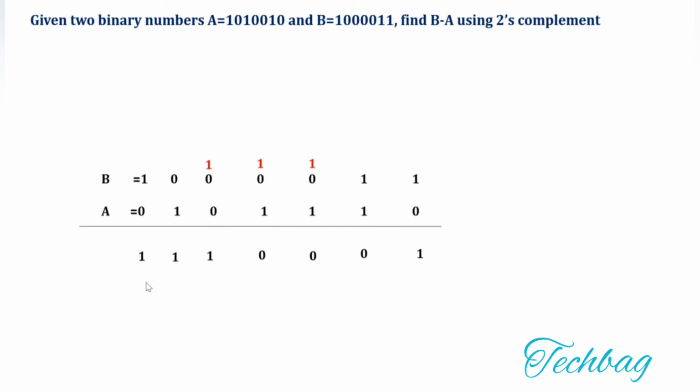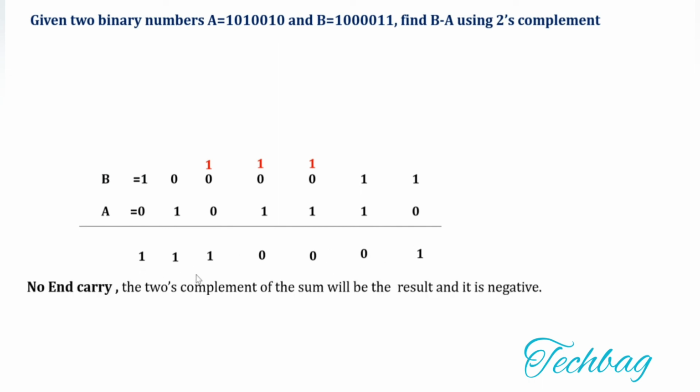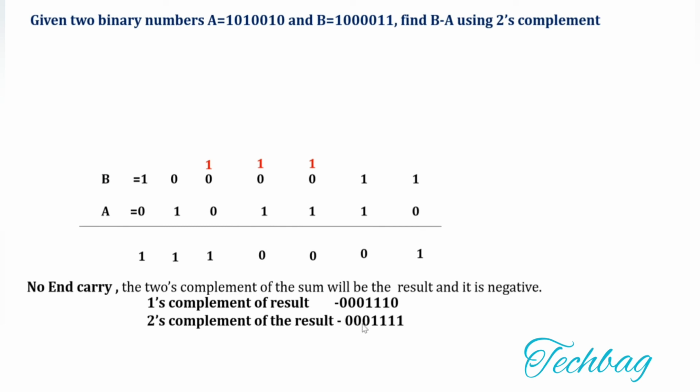If there is no carry, it means you have to take a 2's complement of the result and the result is negative. So to take a 2's complement, first you have to find 1's complement of the result. 1's complement is 0001110. So next, to get 2's complement, add 1 with this, then you get 0001111. So this is the 2's complement of the result.